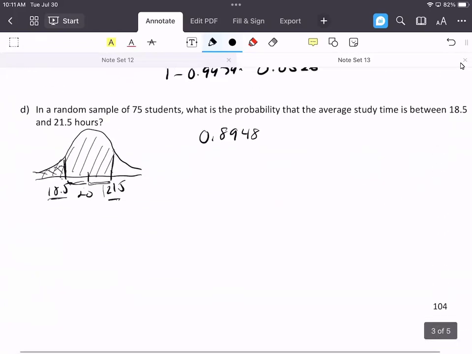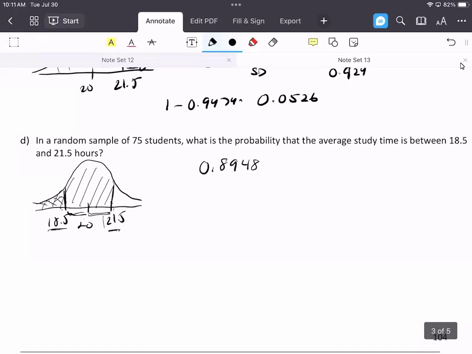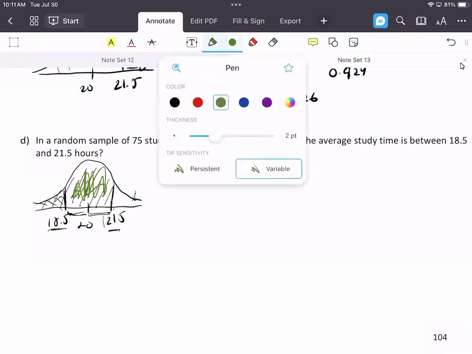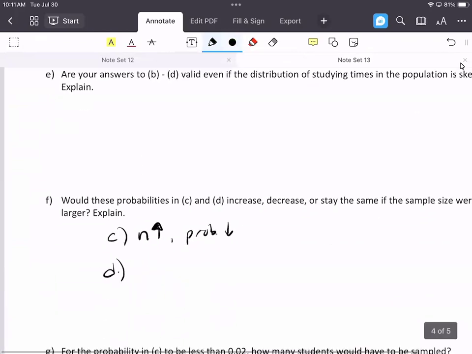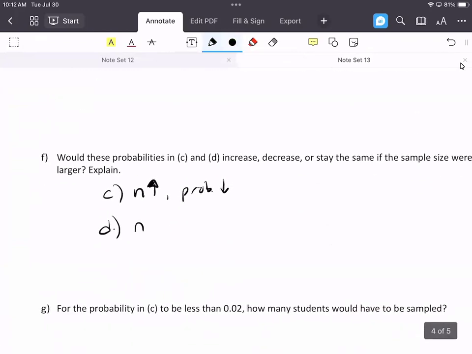In the same vein, looking at part D, remember the tails are going to get smaller. So what's going to be left in the middle is going to be bigger. So this is going to be larger. So the probability would go up for part D. If you're not seeing this, you can, of course, take it as: as n goes up, probability goes down because the tails get smaller. Larger samples look more like the population average.